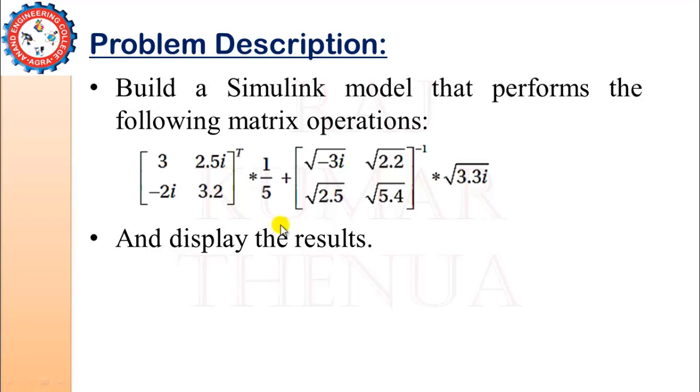Before designing the Simulink model, you can look at the problem. We have two sections of the problem. This is one section and this is the other section. When I want to design a Simulink model, I can implement this section separately and this section separately, and after that I can add these two sections, right? That will result in the final output. Okay, so let's see how we can do this in Simulink.